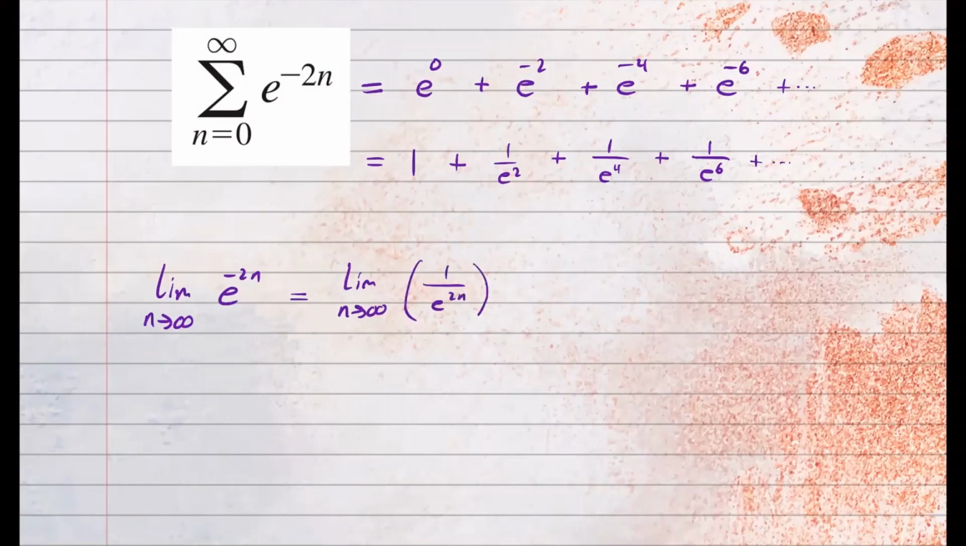So I'm going to write it like this. Now, as n gets larger, e to the 2n is going to be very large. And 1 over a very large number, we know that's going to be 0. So this limit is 0. Now, oops, our test for divergence fails. So we don't know what's really going to happen to this series. So the test for divergence fails.